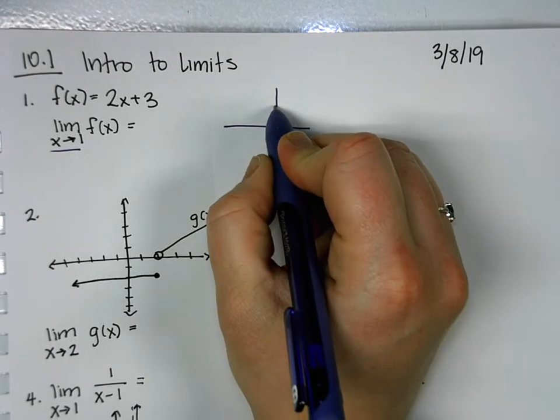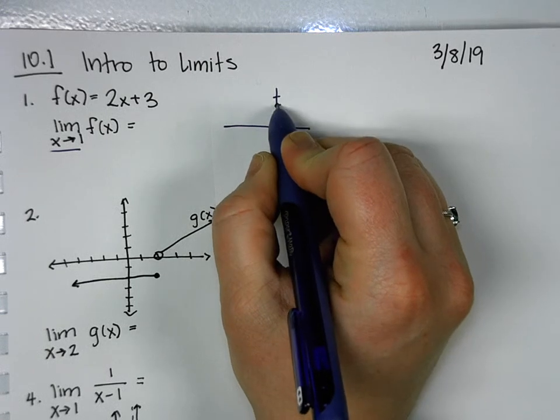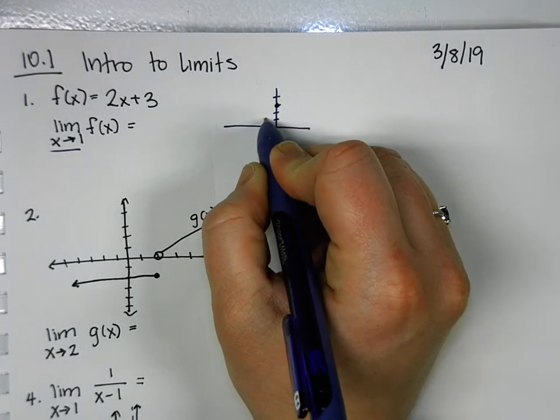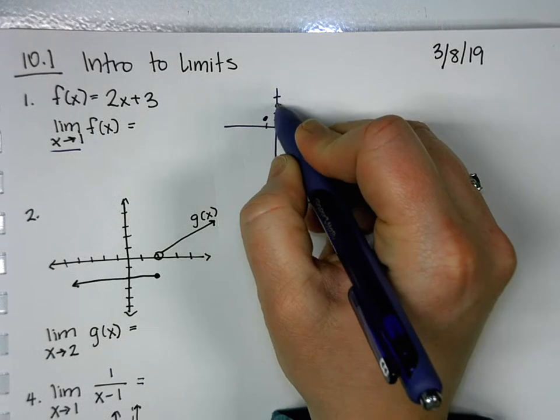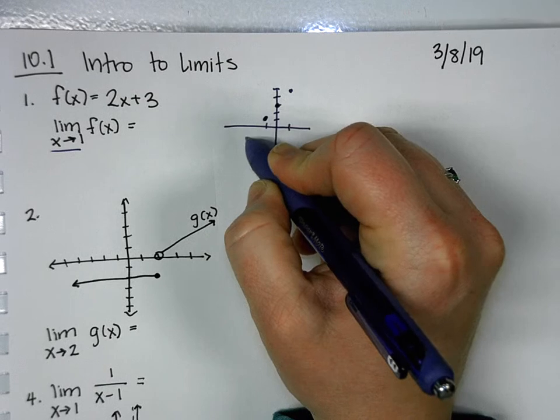So the first thing I'm going to do is sketch the graph of this line. So we have a y-intercept of 3, and our slope is up 2 over 1, or we can go down 2 over negative 1, and then up 2 over 1. So we have our line.